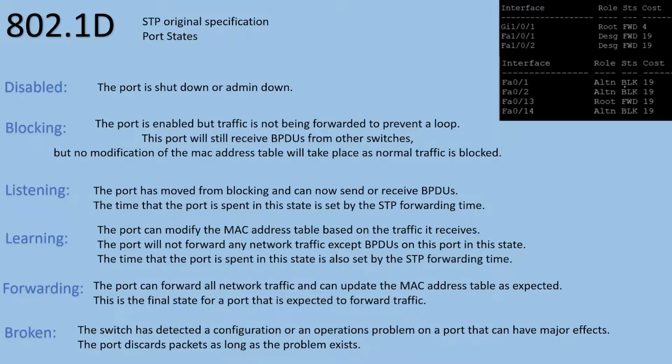Using default timers, the time it takes a port to enter the forwarding state is approximately 30 seconds. The port states are as follows. Disabled. The port is shut down or admin down. Blocking. The port is enabled, but traffic is not being forwarded to prevent a loop.